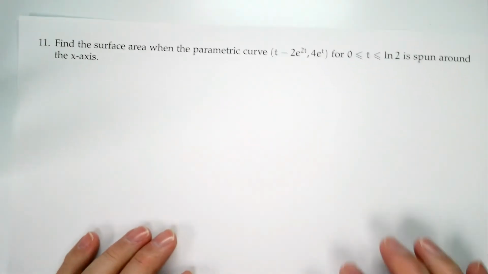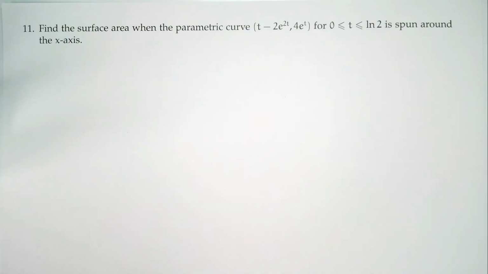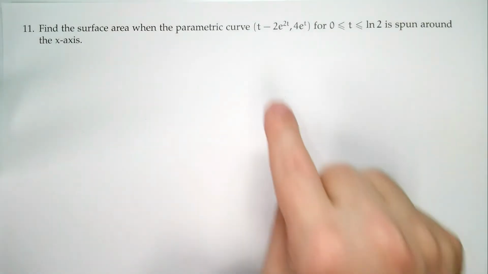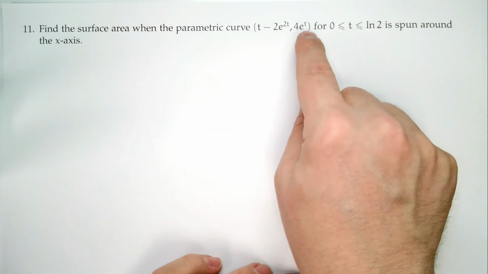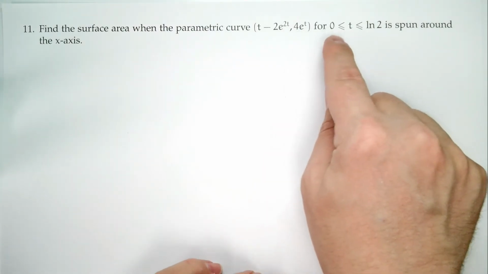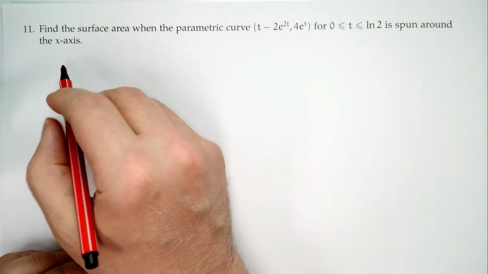All right, let's do the next problem. Number 11. Find the surface area when this parametric curve, t minus 2e to the 2t, 4e to the t, where t goes between 0 and log 2, is spun around the x-axis. Now, do I know what it looks like? No. They didn't provide a picture. Probably because a picture's not going to help us very much.